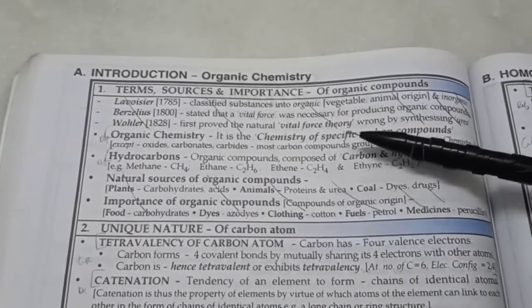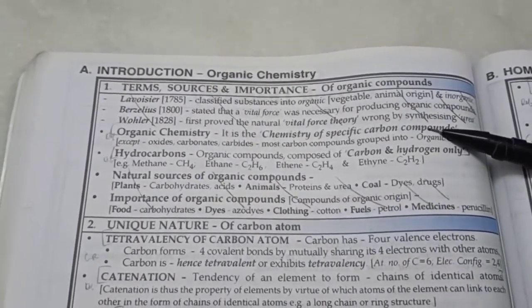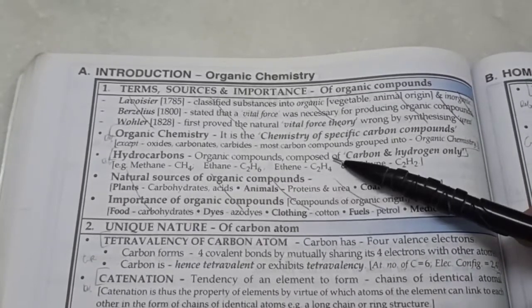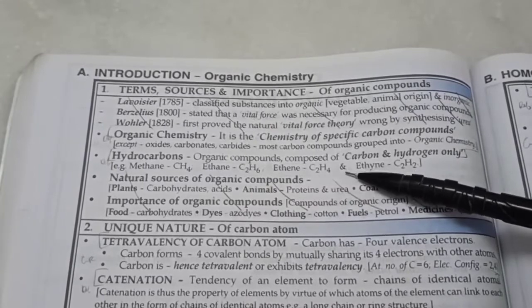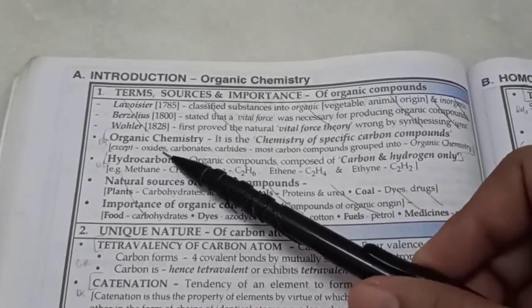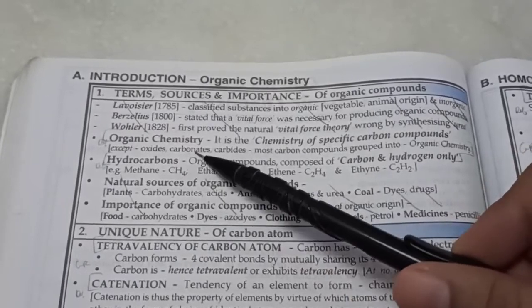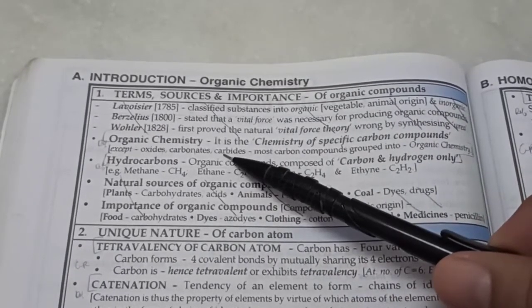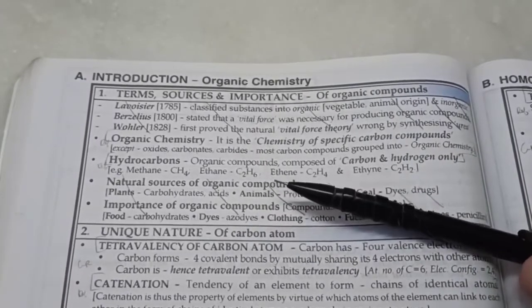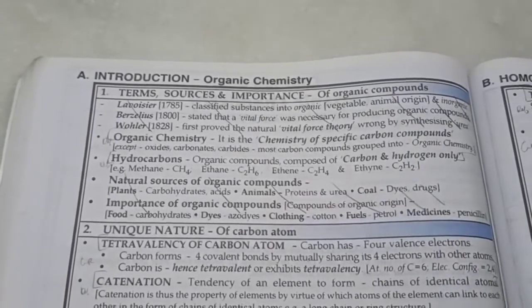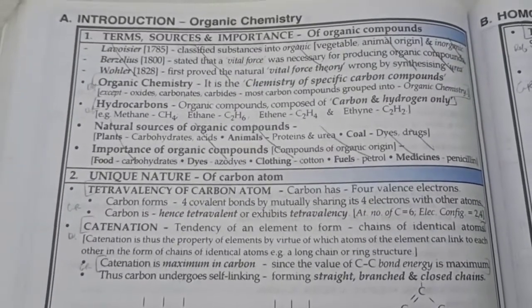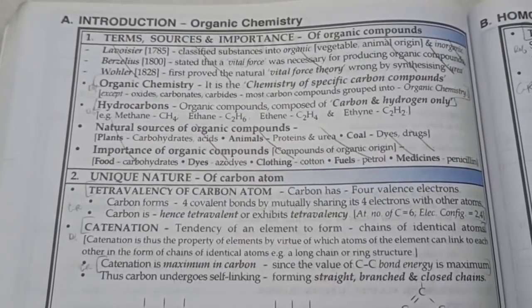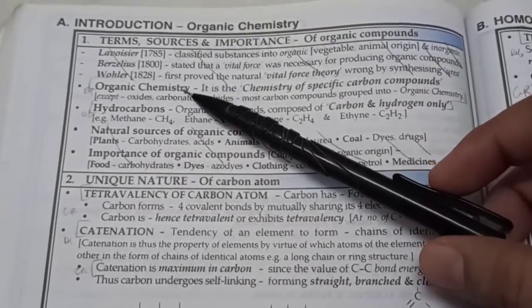Let's study 10th standard ICSE chemistry, chapter 8, Organic Chemistry, Alkanes, Alkenes and Alkynes. Organic chemistry is the chemistry of specific carbon compounds. In fact, all compounds having carbon are called organic, except oxides, that is carbon dioxide and carbon monoxide, carbonates, carbides. All the remaining carbon-containing compounds are organic, and that constitutes 90% of all the compounds known to us. So it is a huge branch and a very vital branch of chemistry.